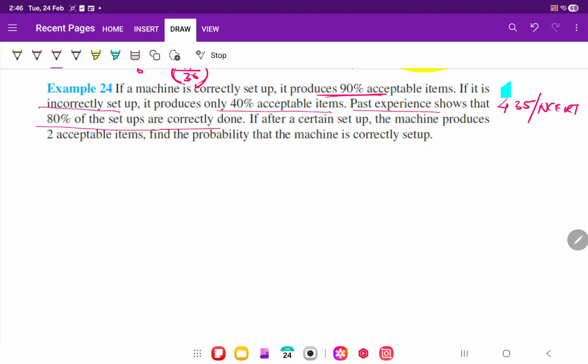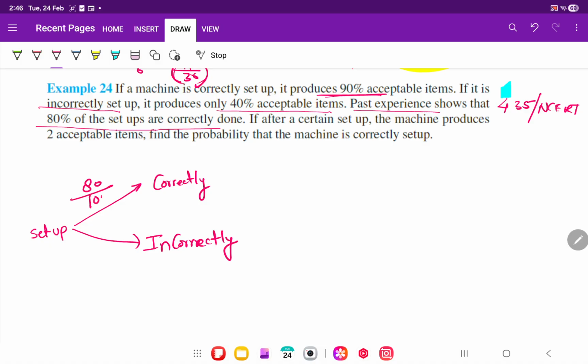So let's make a diagram. Setup: some are done correctly and some are done incorrectly. So 80% are done correctly, so that means 20% are not done correctly. If correctly done, then how many pieces are acceptable?